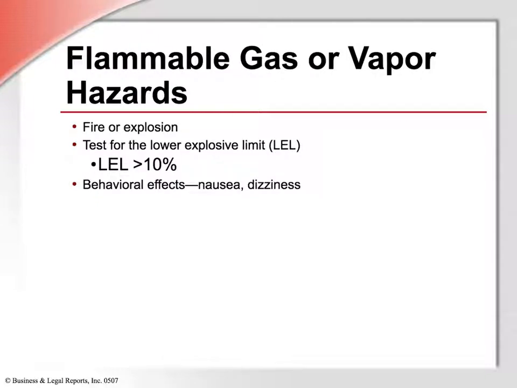Flammable atmospheres are caused by a mixture of dust, gases, and vapors that can explode or catch fire. The mixture cannot burn if there is not enough fuel, or if there is too much fuel. The explosive range is defined as the area between the lower explosive limit, LEL, and the upper explosive limit, UEL. Behavioral effects are nausea and dizziness.